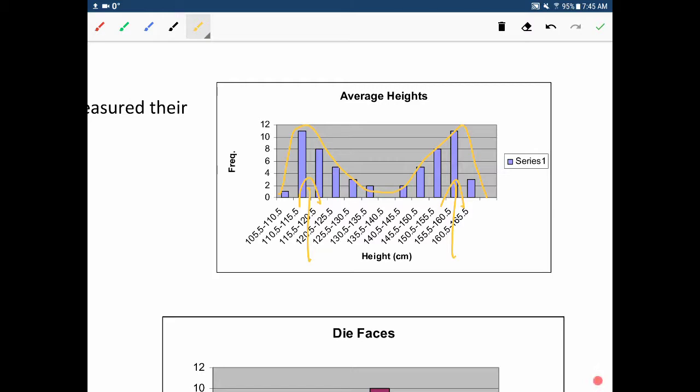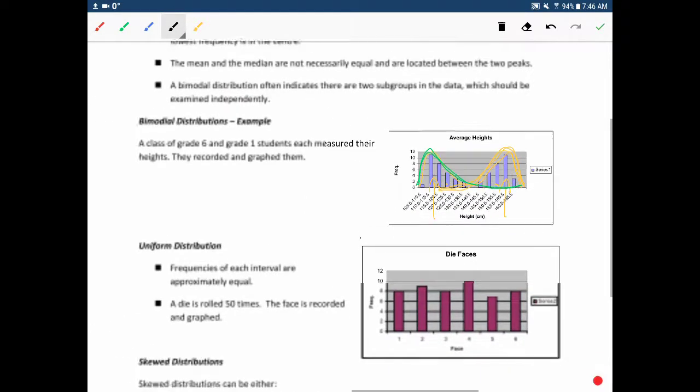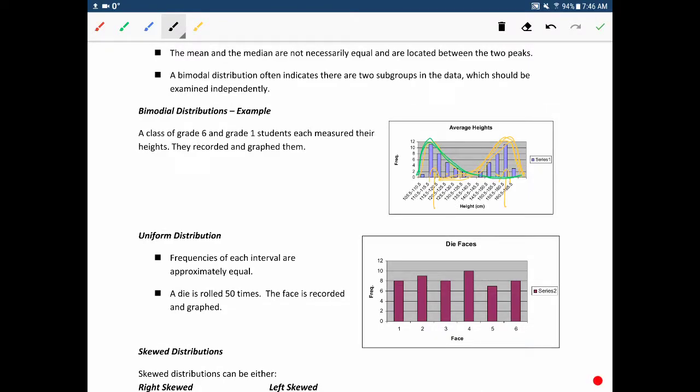Now, it's possible that we've got one person right there that is a kindergarten kid. It's unlikely, but it's possible. We could have one kid right here that is from grade 6. But the majority of the data for the grade 6s is like that, and the majority of the data for the kindergarten kids is like that. So I've actually just combined two data sets essentially. Okay? So that's a bimodal distribution.